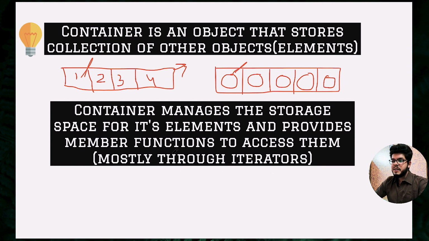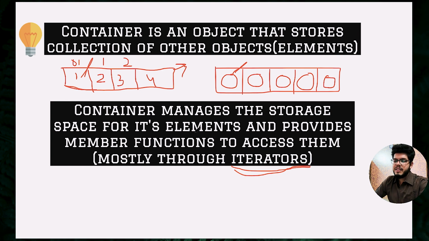Now, a container manages the storage space for its elements and provides member functions to access them, mostly through iterators. This iterator is a very good concept which everyone should know. Suppose you have this array here, so you can generally use an index to access the elements of the array, right? The index here would be 0, here it would be 1, here it would be 2.